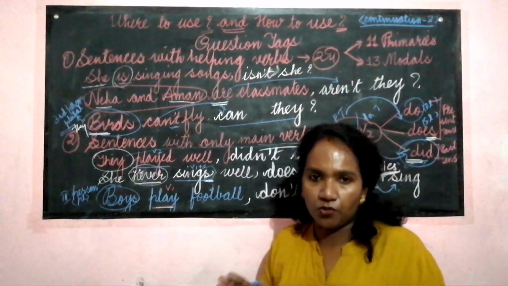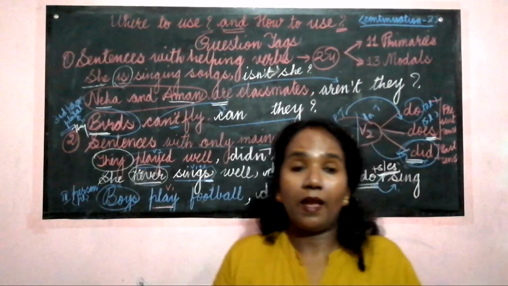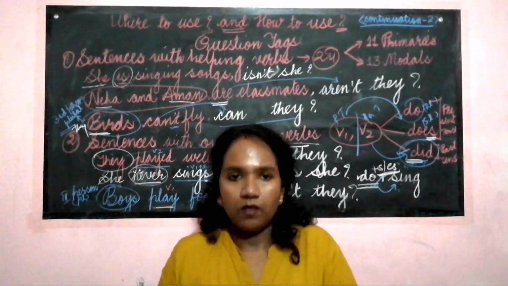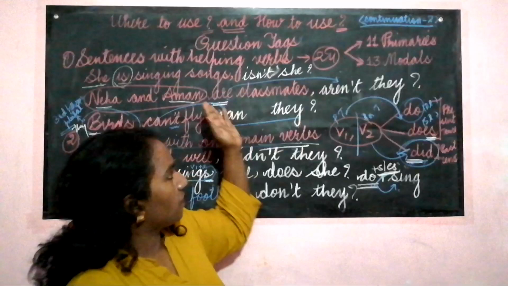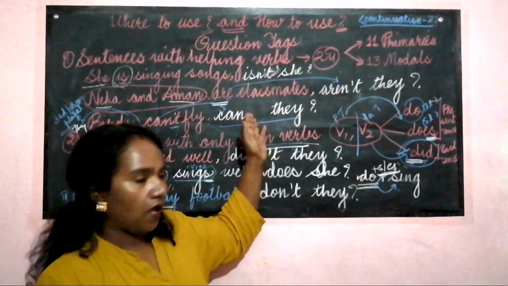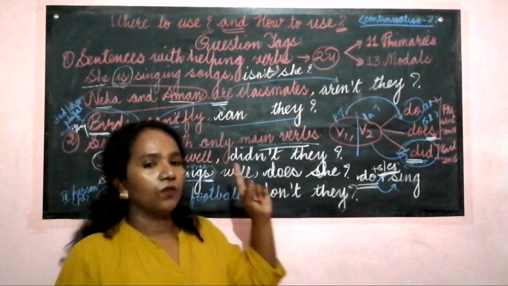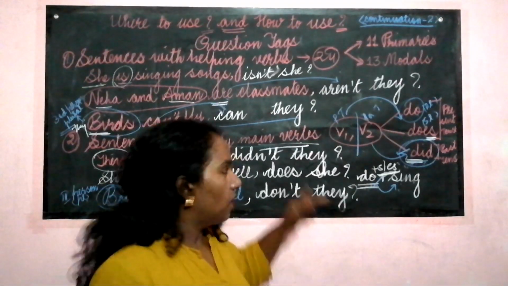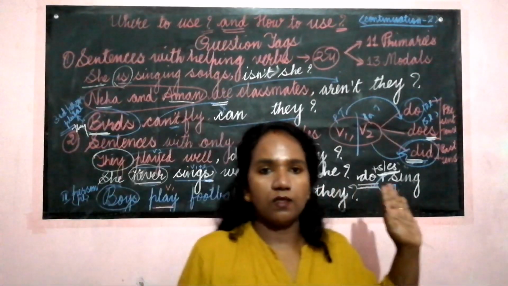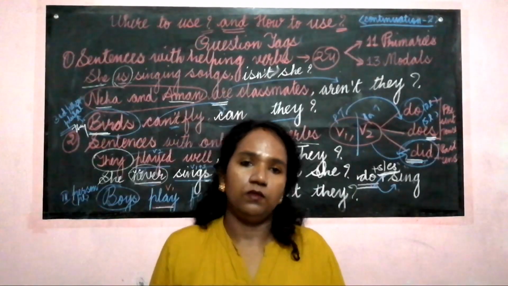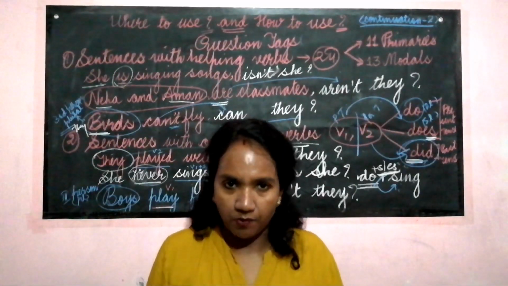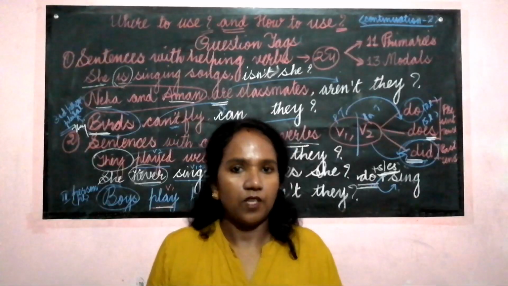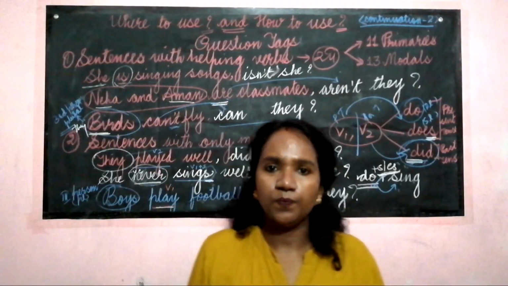So these are the first two kinds of sentences: sentences with only helping verbs and sentences with only main verbs without the assistance of helping verbs. Just go through this, and if you have any doubt, don't forget to ask me and never hesitate. I am always there for assisting you.